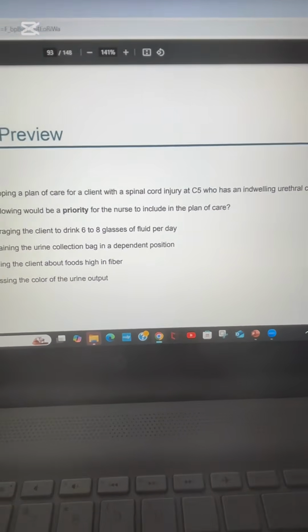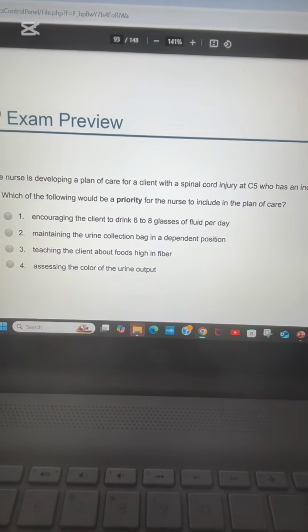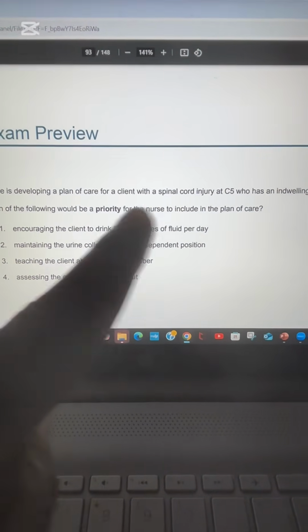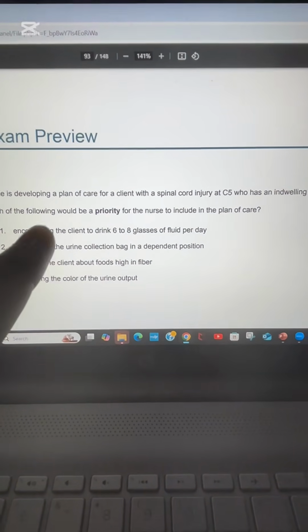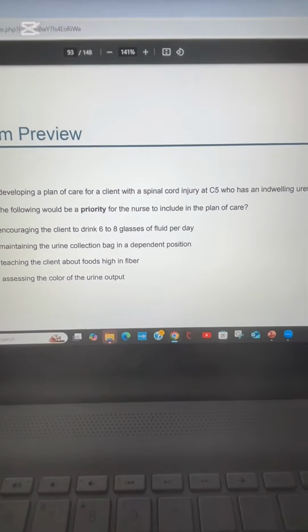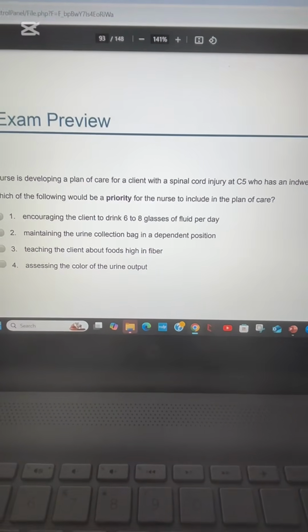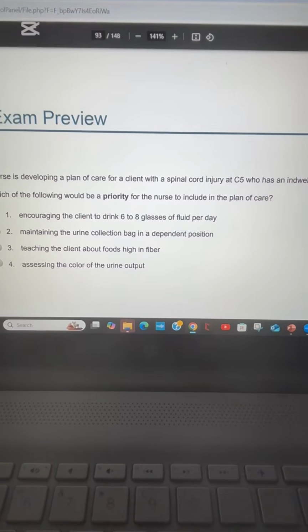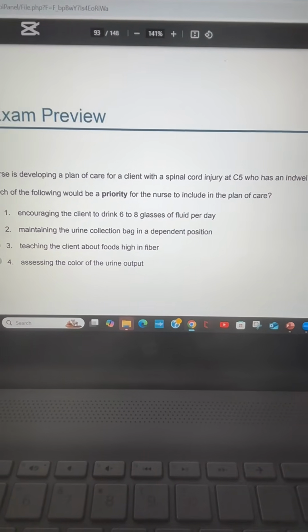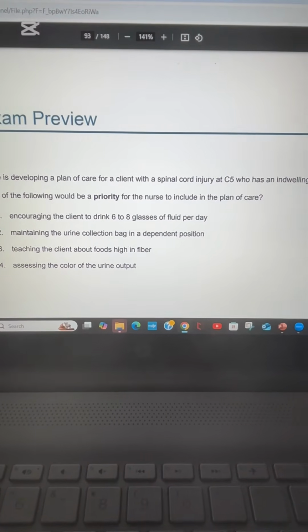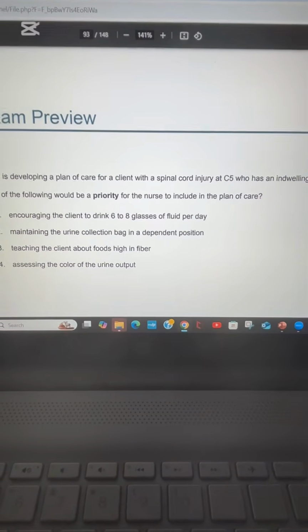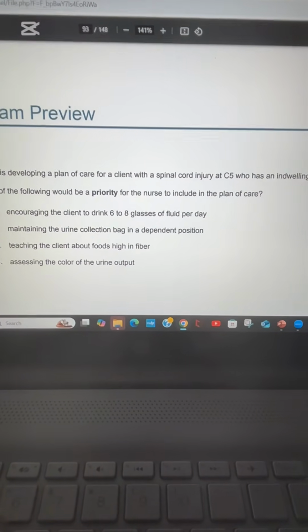Now, for the indwelling catheter, I have three answers related to it: 1, 2, and 4. Now, the NCLEX is asking about priority. Remember I said, when the NCLEX is asking about priority, there is more than one answer. You need to know what is priority. And when you think about priority, you want to think about the best intervention based on maybe any complication or life-threatening situation. That's what you want to do.